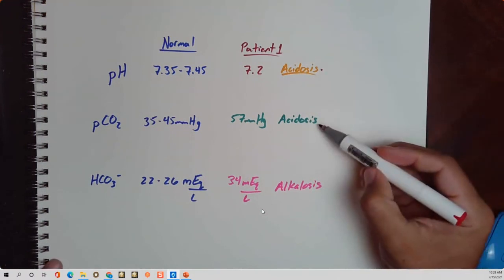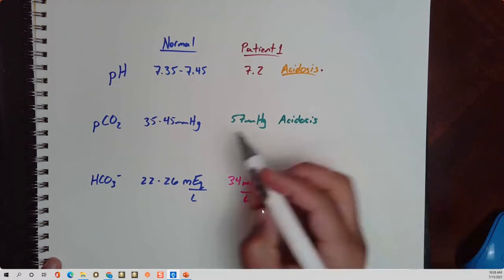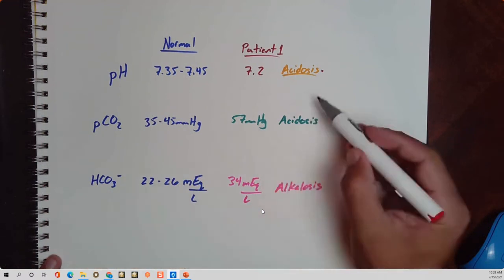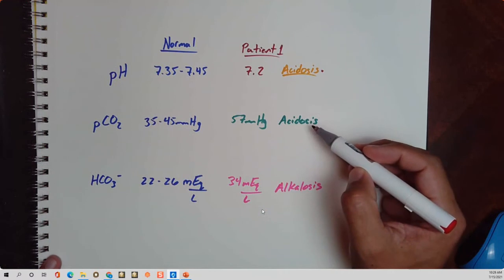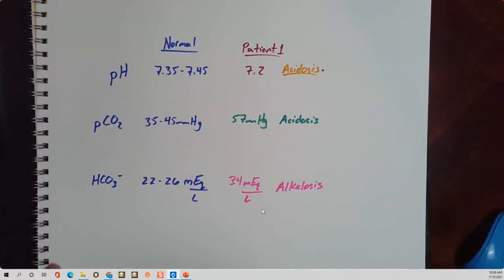Which one of these two values matches? Partial pressure of carbon dioxide or bicarb levels? Which one of them matches? And if it's a CO2 match, what type of disorder will this patient have? Respiratory or metabolic? Drop the mic.